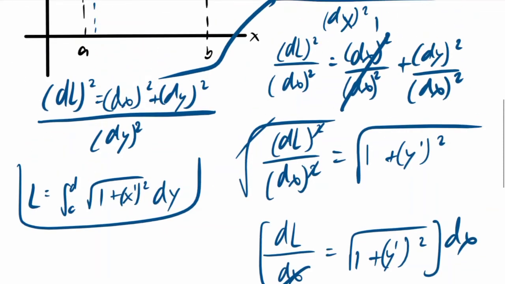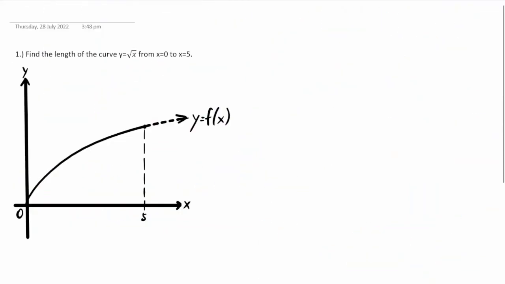So first let's have an example. We have here number 1: find the length of the curve y equals the square root of x from x equals 0 to x equals 5. So we have the graph here for y equals the square root of x, and this is our curve until 5 here.